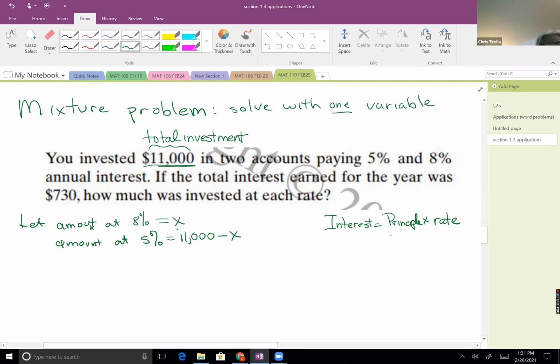If so, the interest again is equal to the principal times the rate. And so the interest at 8% would be that 8%, 0.08, times the amount I'm investing, X. The interest at 5% would be that 0.05 times the amount I'm investing, which is the 11,000 minus X. And I know that the total interest is $730.